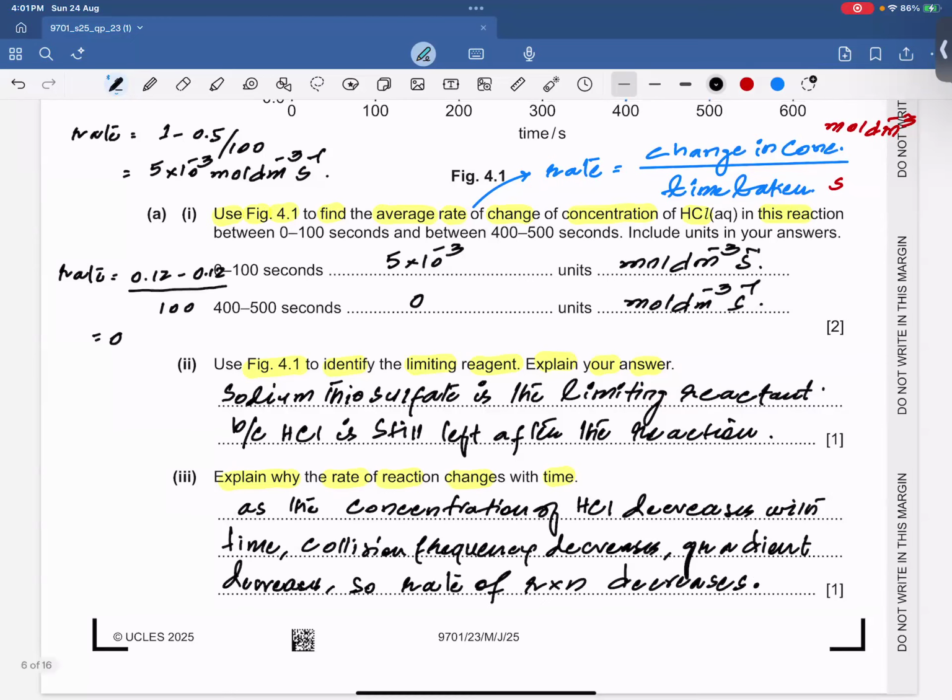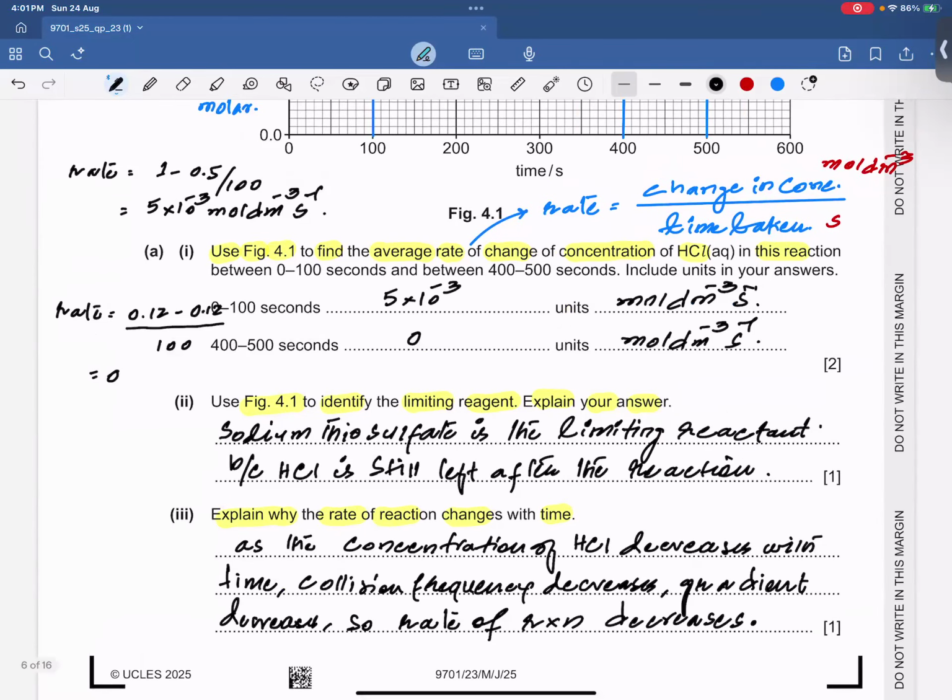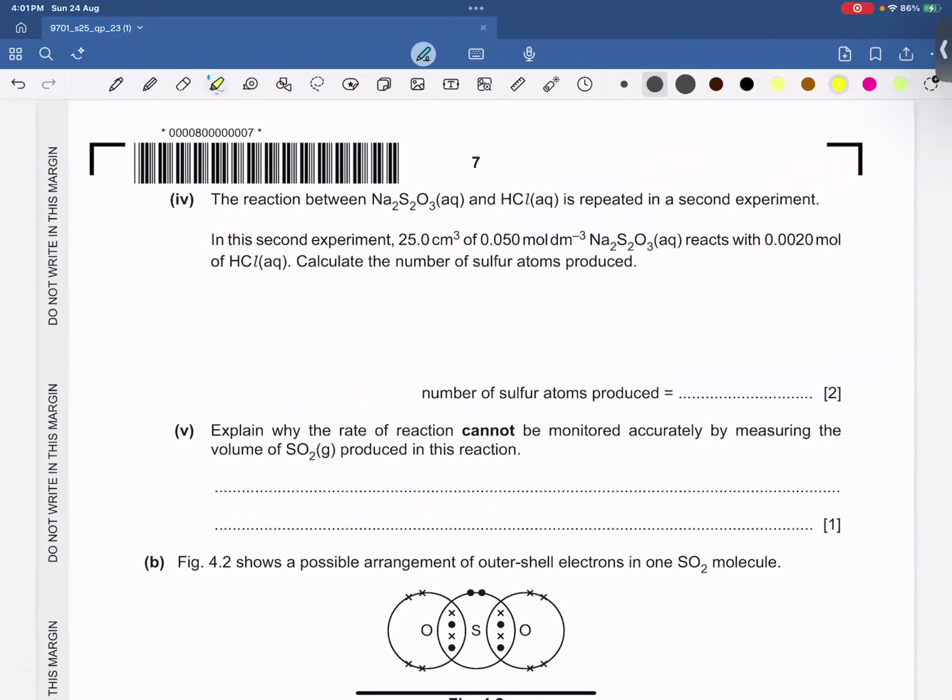Let's move on to the next part. That's the A part. Oh my goodness. Part 4, the reaction between sodium thiosulfate and HCl is repeated in a second experiment. Okay. In this second experiment, 25 cm cube of 0.05 mole per dm cube sodium thiosulfate reacts with 0.0020 moles of HCl. Calculate the number of sulfur atoms produced. Okay. That's very challenging.